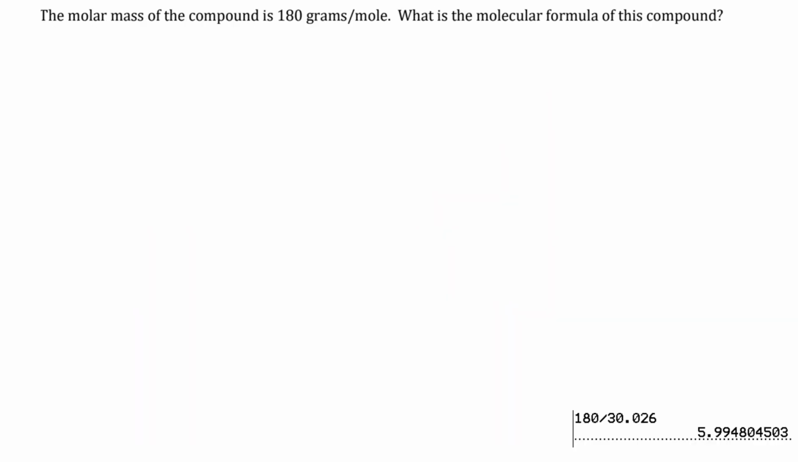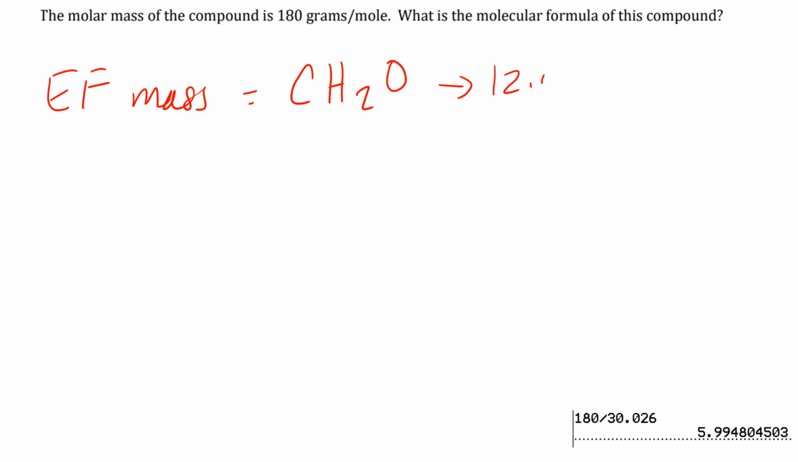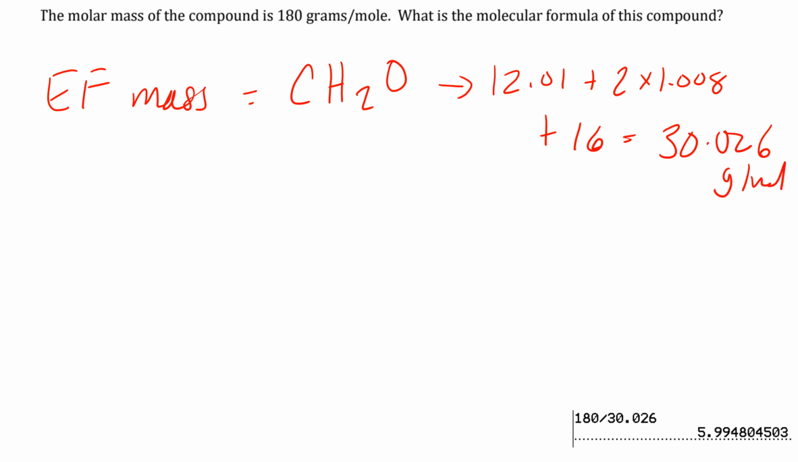If the molar mass of this compound is 180 grams per mole, what is the molecular formula of this compound? So you are going to take your empirical formula, and you have to get the mass of it. So CH2O, the mass is going to be 12.01 plus 2 times 1.008 plus 16, which is 30.026 grams per mole.